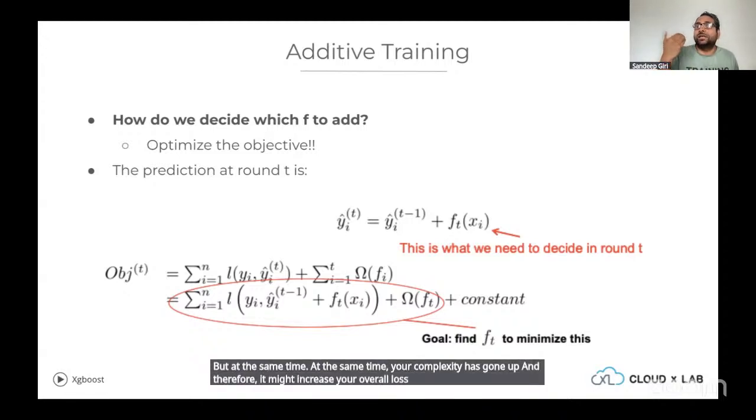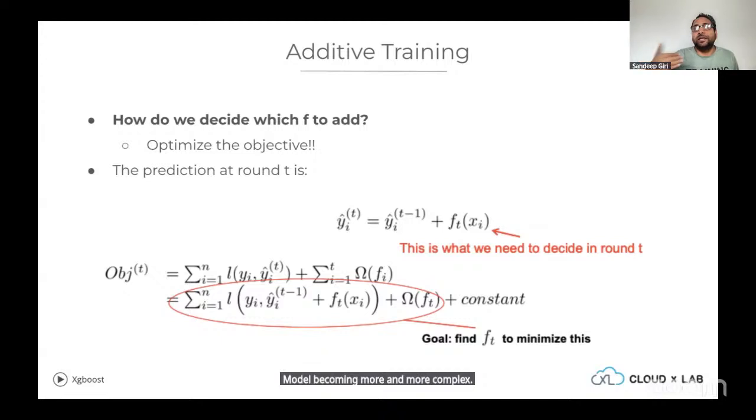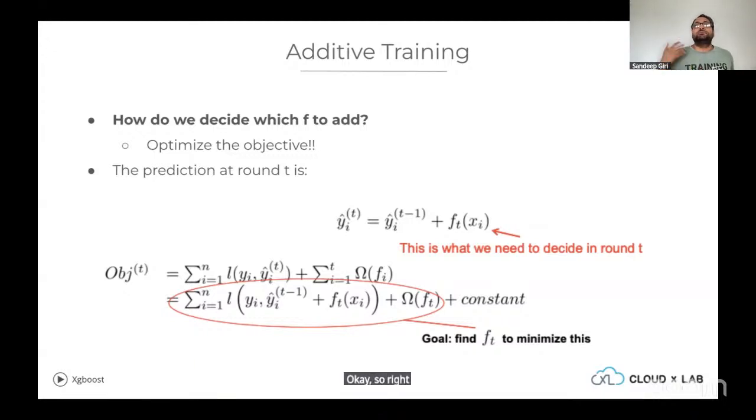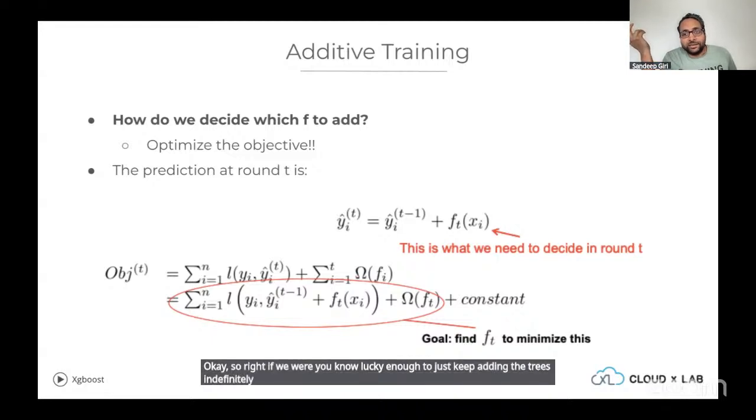It might increase the overfitting. As we are adding trees, the model is becoming more and more complex, and it is becoming more and more overfitting, memorizing, or you can say the function is becoming complex, and therefore it has a higher chance, or higher freedom, to memorize. Okay, so if we were lucky enough to just keep adding the trees indefinitely, we'd keep adding the trees indefinitely.